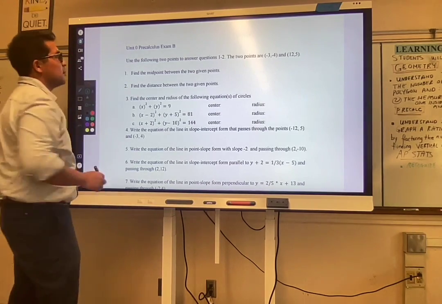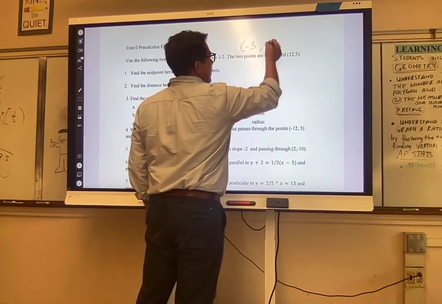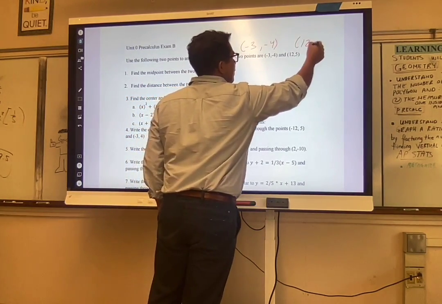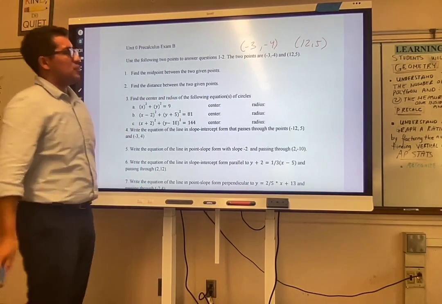How do I do this first problem? We're given 2 points. In case you can't see from the point of view, it's -3, -4, and 12, 5, right? So we got these 2 points in space. First question, tell me the midpoint between those 2 given points.